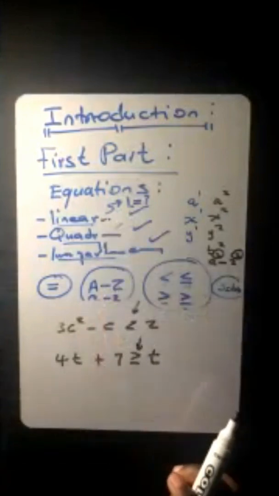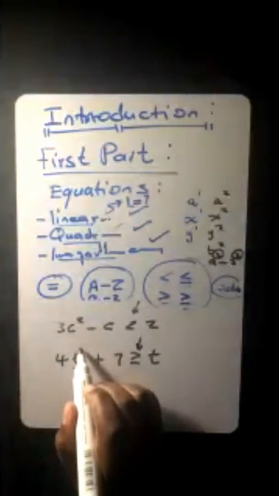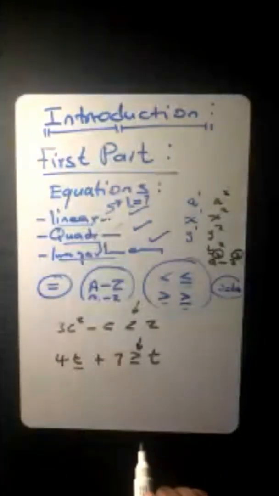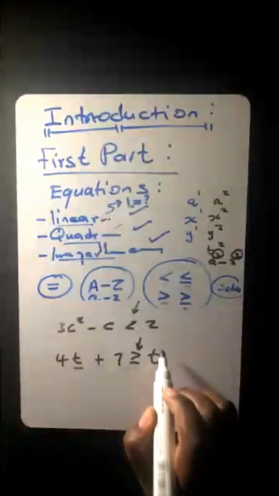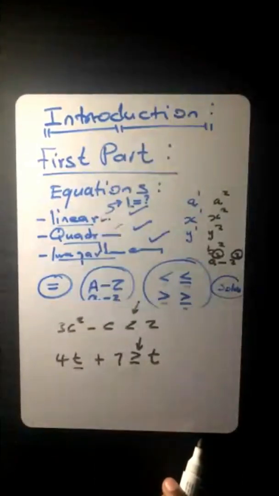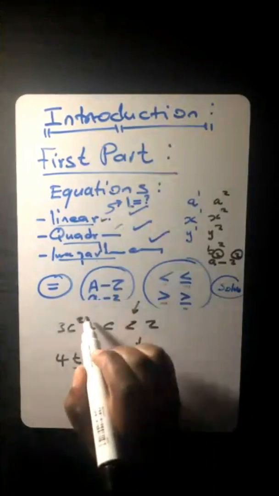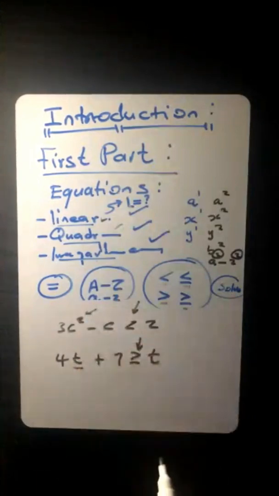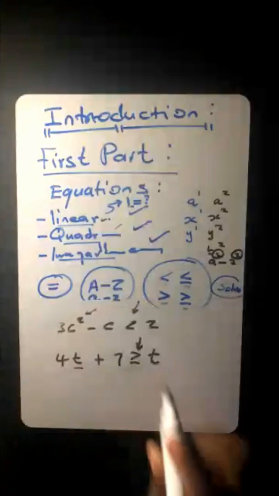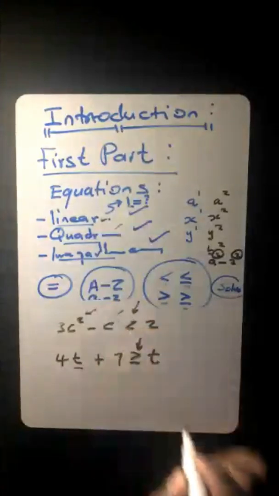So what makes a problem to be linear? That's when the letter is to the power of invisible 1. What makes a problem to be quadratic? That's when you have a letter to the power 2.